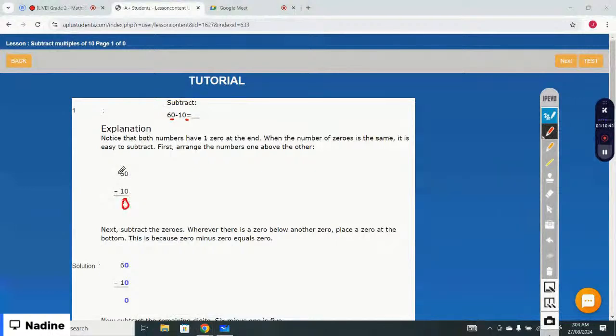Now you have to subtract the numbers that are at the tens digit. That is 6 take away 1, right? So 6 take away 1 is 5. So that means 60 take away 10 is 50. Got it? So 60 take away 10 is 50.